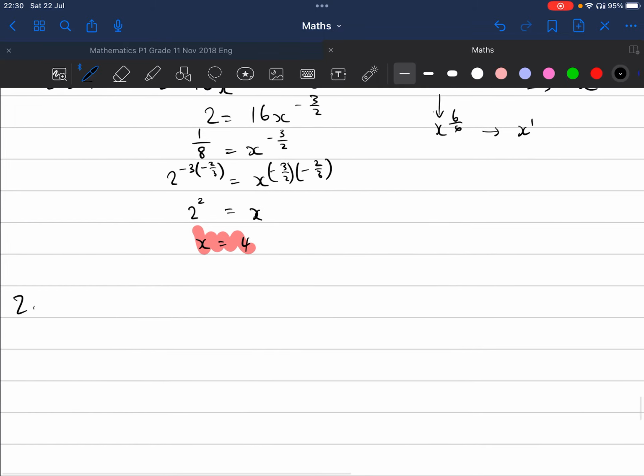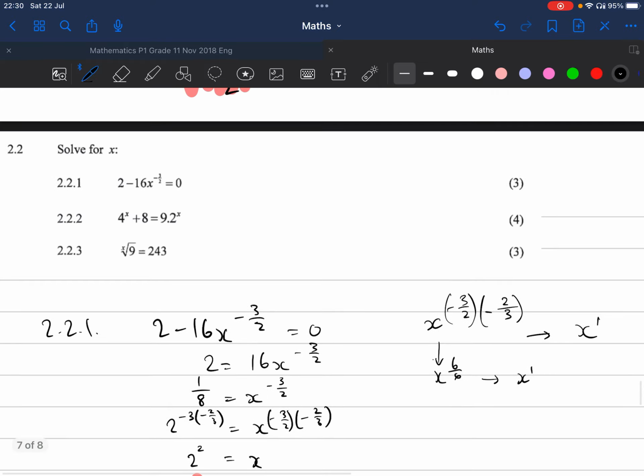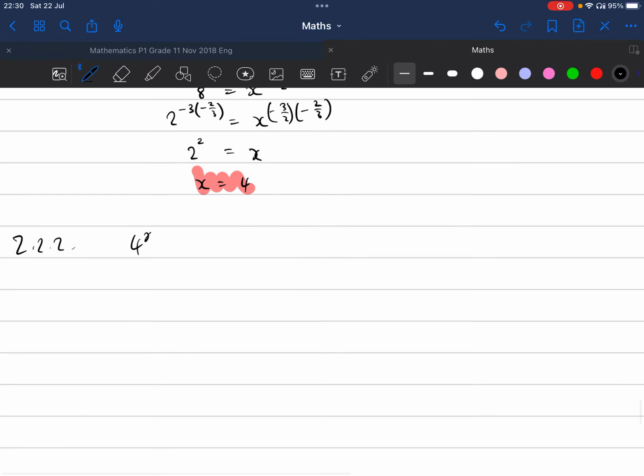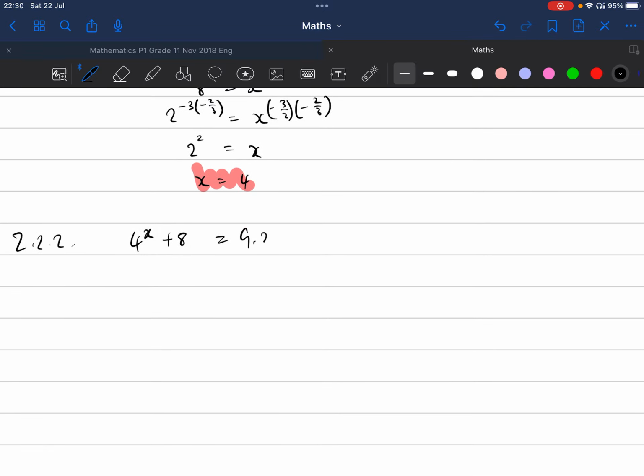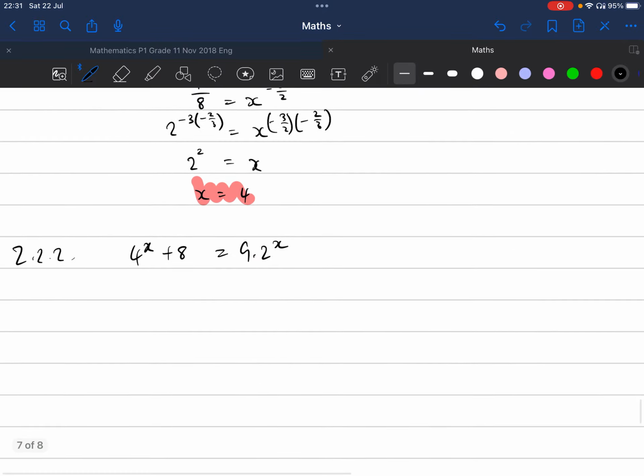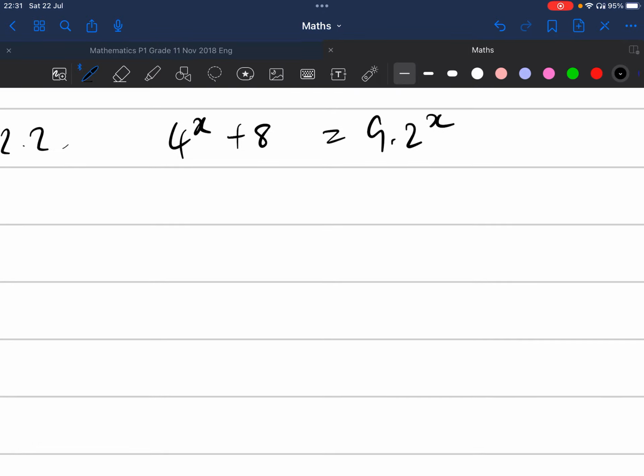Okay, let's move on to 2.2.2. It says 4 to the x plus 8 equals 9 times 2 to the power of x. So to simplify this, let's start making this a bit simpler. Remember 4 is just 2 squared. So 2 squared to the power of x, and we can just write that as 2 to the power of 2x.